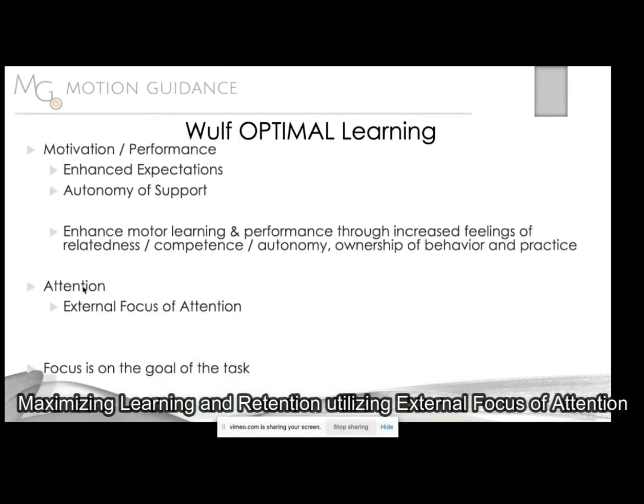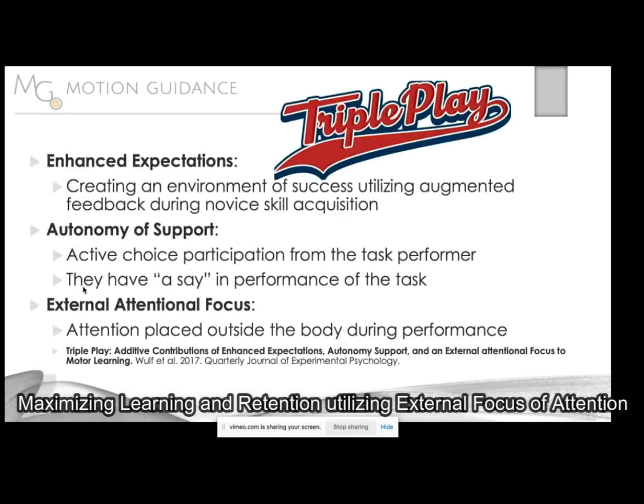And so in 2017, Gabby Wolf and some others did some research that involved motivation and performance and enhanced expectations, autonomy of support, and then looking at the external focus of attention piece. As we go through this research, the main focus there was understanding what the focus of the goal of the task is. They published this in 2017. They called it the triple play, using enhanced expectations, autonomy of support, and external focus of attention.